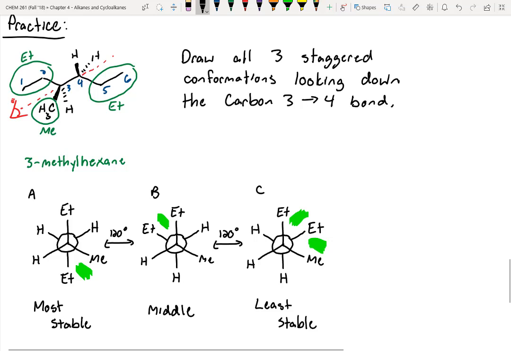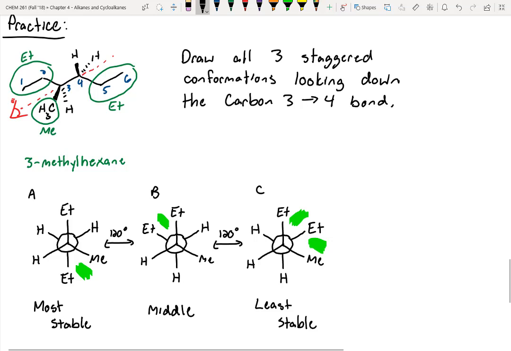Yep. So is it possible, if there's multiple Gauss interactions, for it to be less stable than eclipsed? So the question was, if you've got a bunch of Gauss interactions, is it possible to be less stable than an eclipsed? I don't believe so. However, I'm sure there are exceptions to that. I would have to look it up. Yeah, good question.